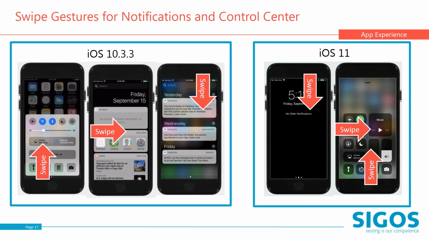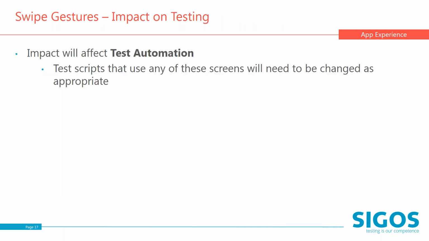So basically, if you see, you can pull this same notification by swiping up or swiping right, and go to control panel, you can go to notifications, and today's news, and everything through one swipe. So this is a cool feature. How can this impact your testing?